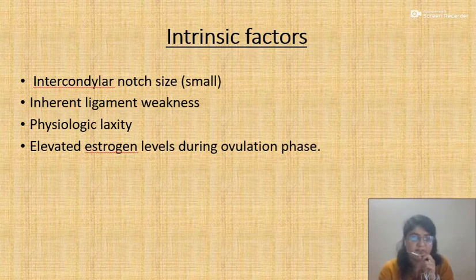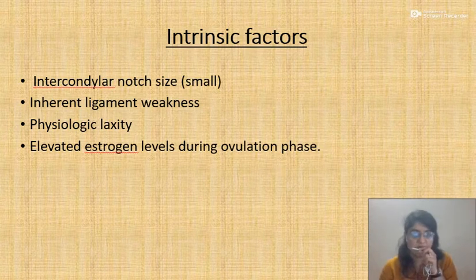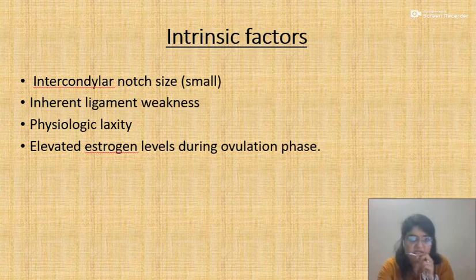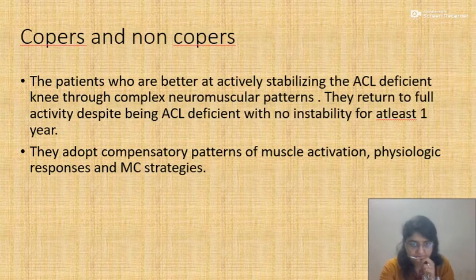But we can focus on extrinsic factors as much as possible, and because of that, we should do sports specific activities, we should give proper training so that the dynamic valgus is less during the landing activities, and there is no muscle imbalance between the quadriceps and hamstrings, hence we can reduce the occurrence of ACL tear in females by focusing on the extrinsic factors.